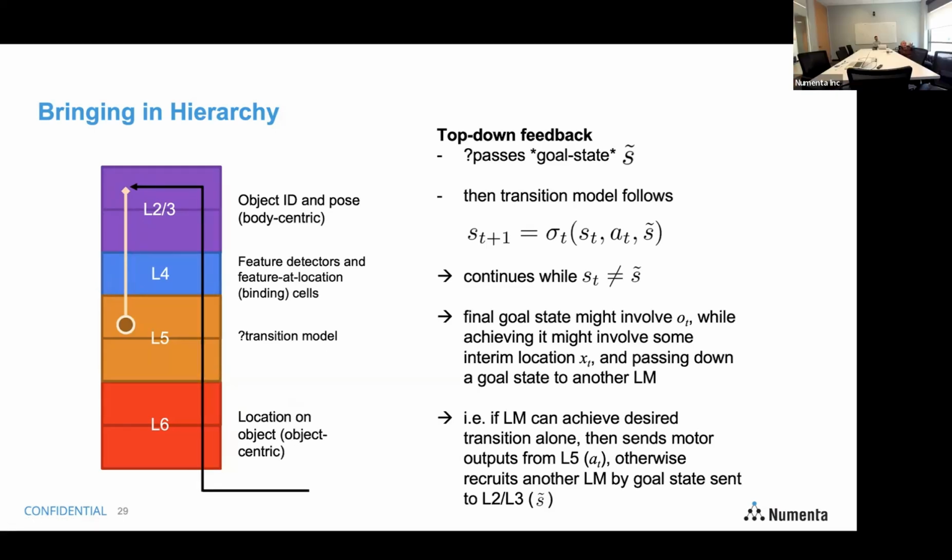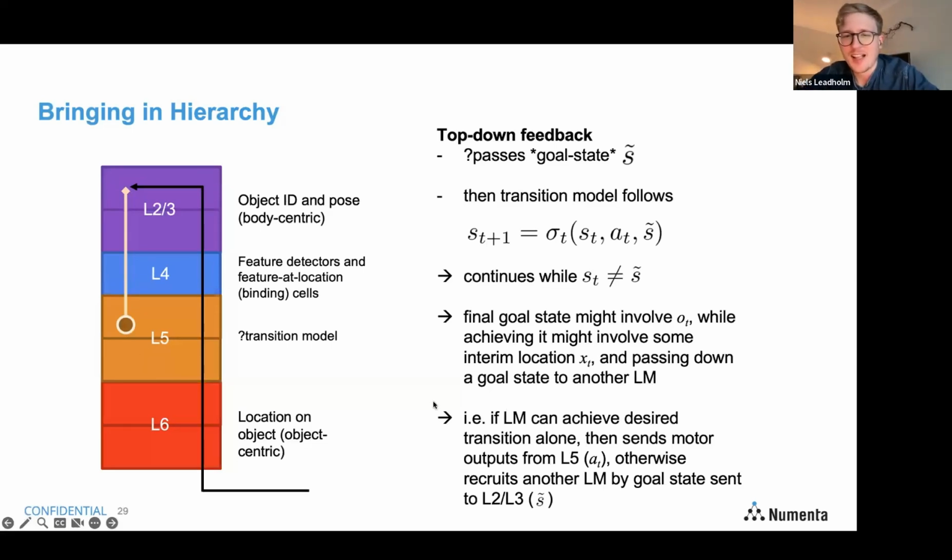Is that what the black line represents? It's the desired goal state? That's the top-down feedback from a higher level learning module. You're now drawing it like a neuroscientist after our last meeting. So yeah, and this is meant to be apical, I guess.